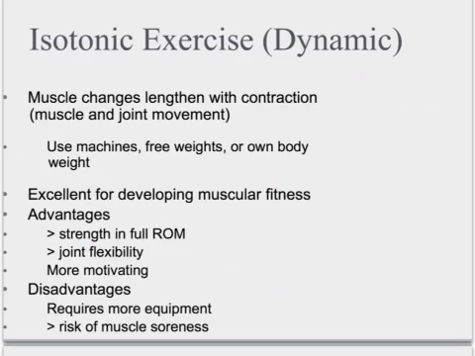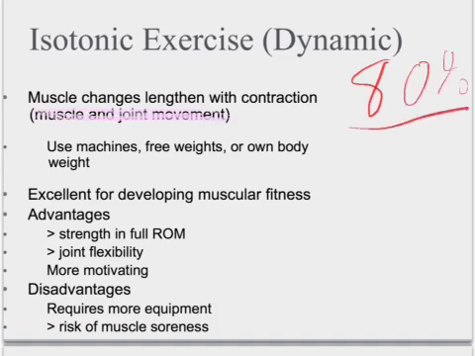Next type of exercise does have joint movement, so you'll see here that isotonic has joint movement involved, so that's a huge difference between isotonic and isometric. Most activities, this would be probably about 80% or more of the exercises you do would fit into this category. The nice thing about this is it provides you tons and tons of options.